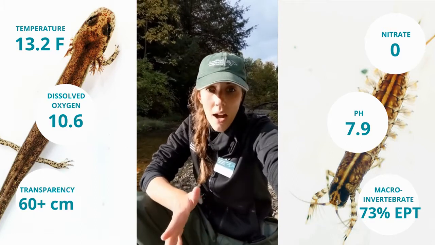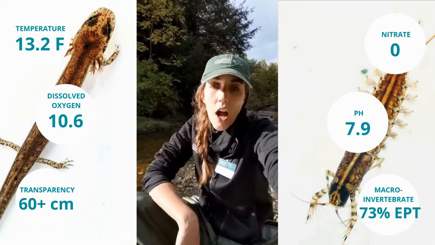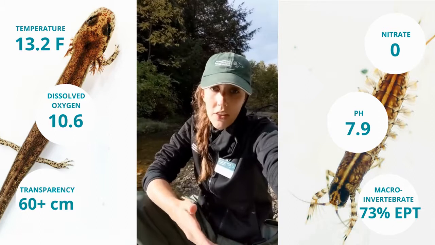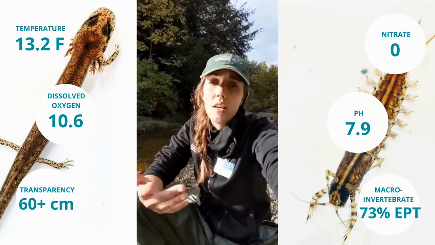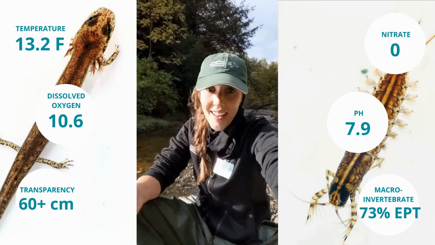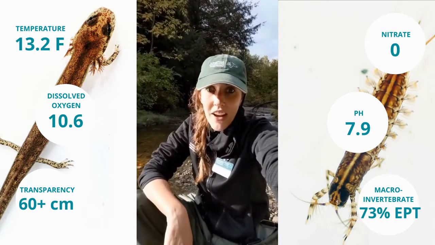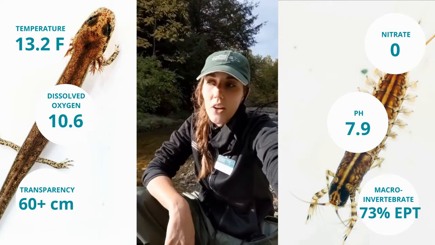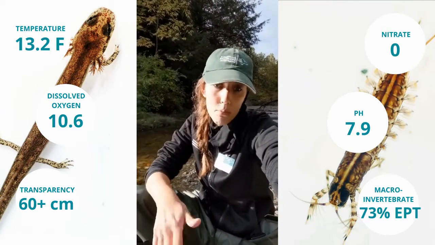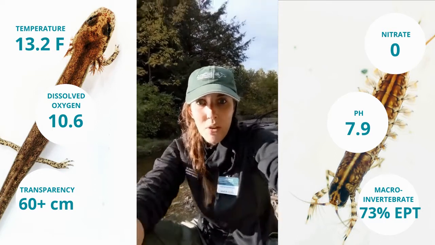So macroinvertebrates can be an indicator of water quality, along with the things that you might think to sample for, like we've been talking about: dissolved oxygen, nitrates, pH, etc. And the macroinvertebrates that we found here at Sprague Brook are incredible. They are indicators that this stream has pretty great water quality. So let me show you what we found.